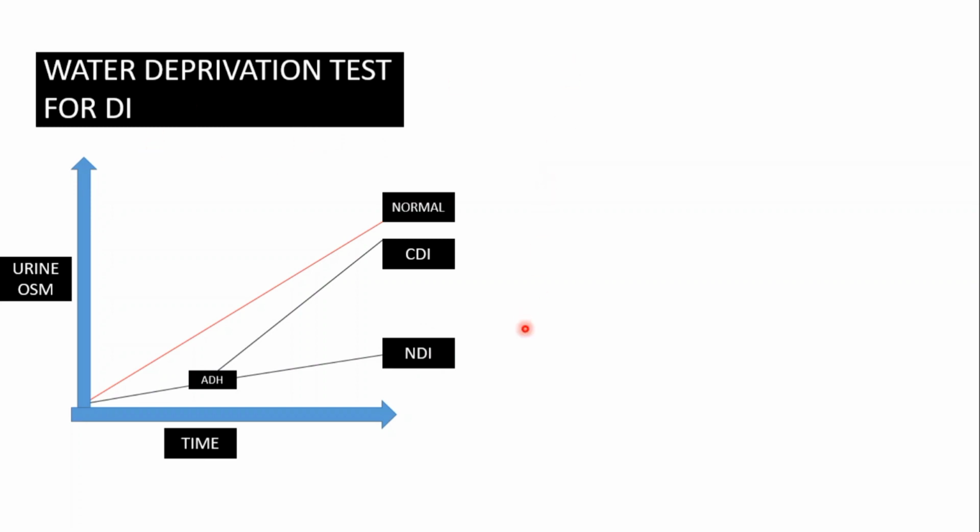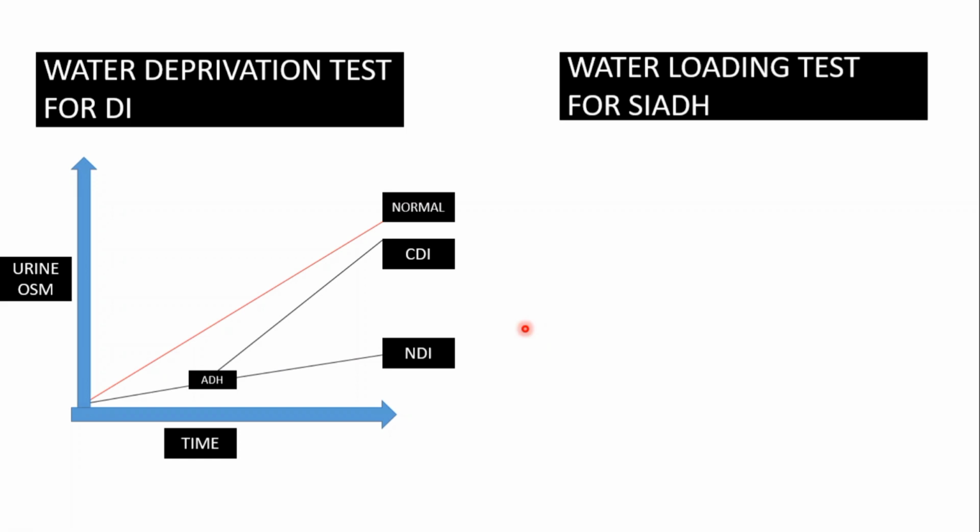Now just like that, for diabetes insipidus, we have another test for SIADH, that is water loading test. Normally when you load water or give lots of water to a patient, he will excrete lots of water in the urine, which means there should be less electrolytes in urine. So urine osmolality should be less. But if the patient is having SIADH, let's see what happens.